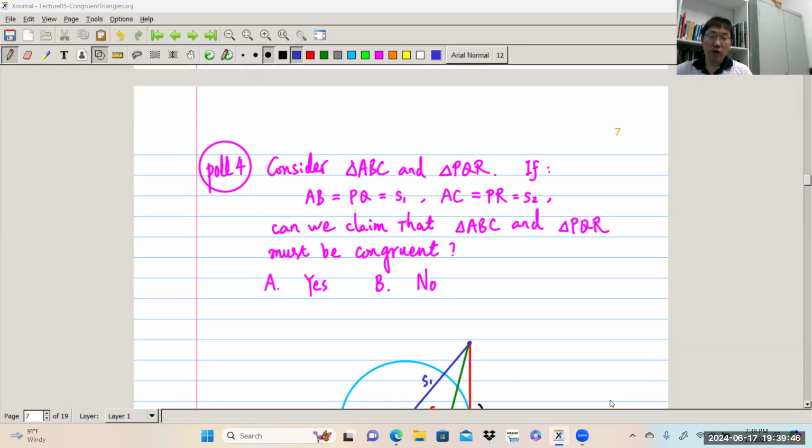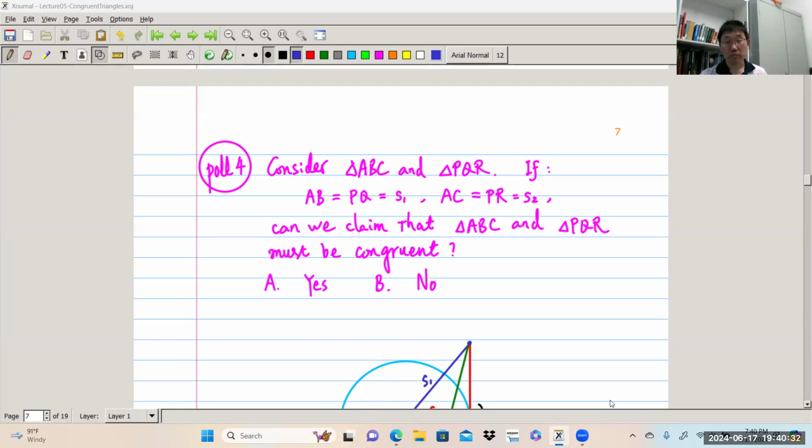Triangle ABC has how many sides? 3 sides. One side is AB. Triangle PQR also has 3 sides. One side is PQ, and AB equals PQ. So I tell you one side AB of triangle ABC is congruent to one side PQ of triangle PQR, and the other side AC of triangle ABC is congruent to PR of the other triangle. So somehow you are given 2 sides of a triangle, and you can think of this as a construction problem. Can you use 2 sides to determine a unique triangle?